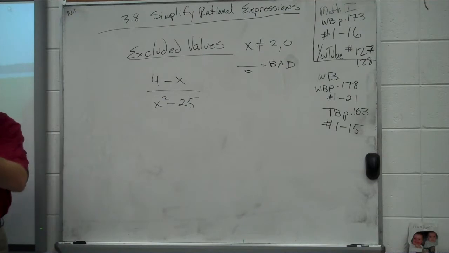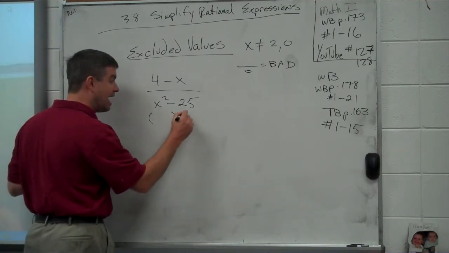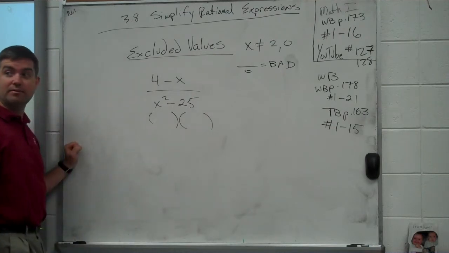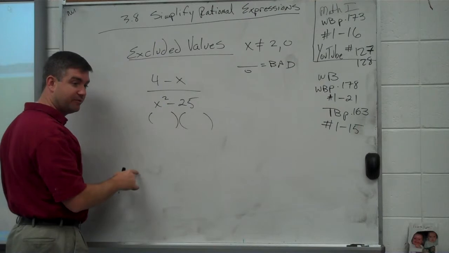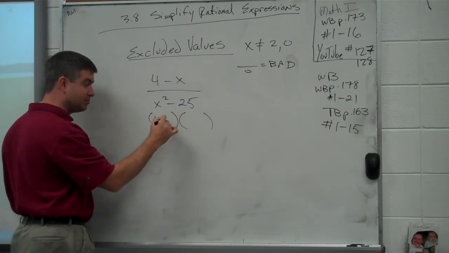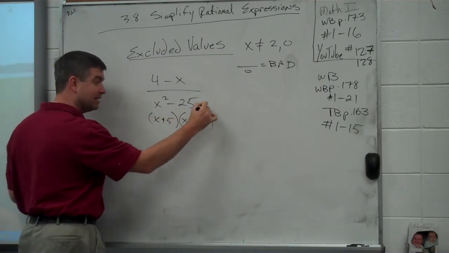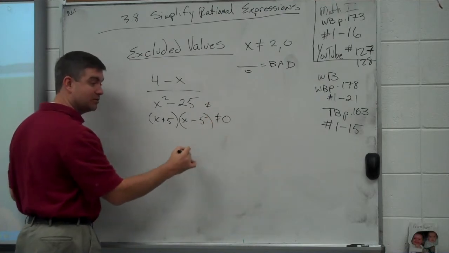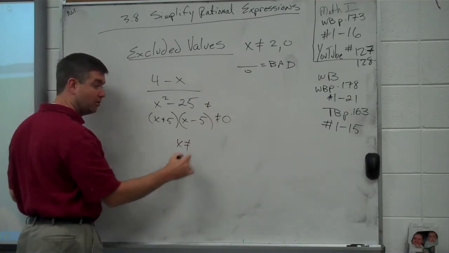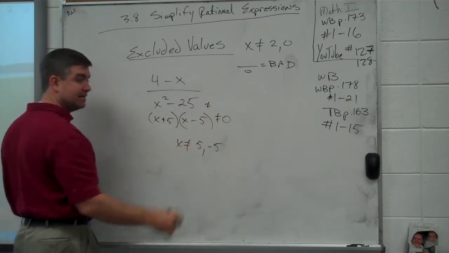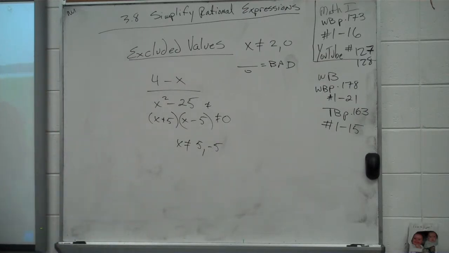Okay. All right, now how'd you get that? Did you guess? No, I see it. All right, how? Does x squared minus 25 factor? Do you remember that that's the difference of perfect squares, and it factors into x plus 5 and x minus 5? Both of these are not equal to 0, so what does x not equal? 5 and negative 5.